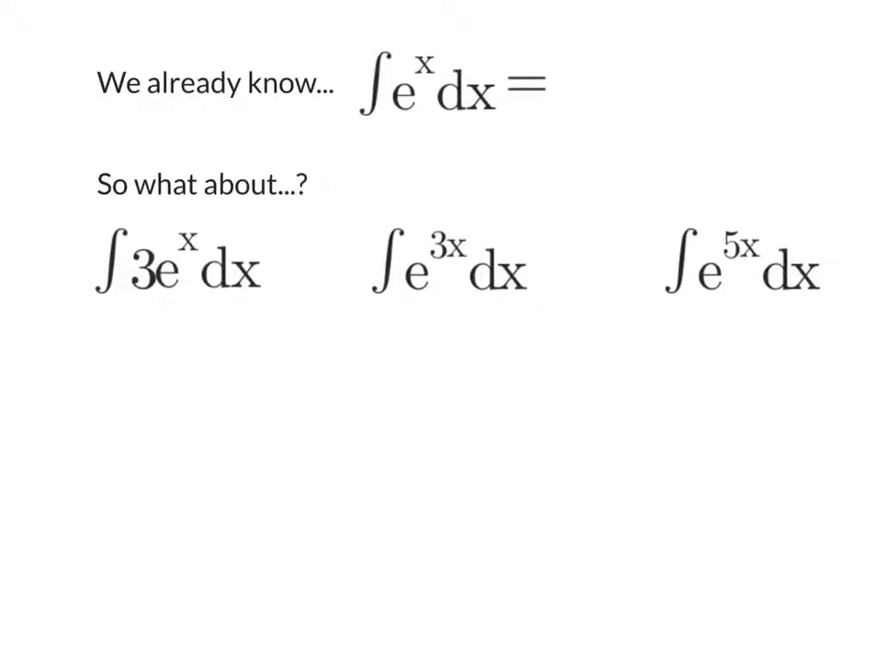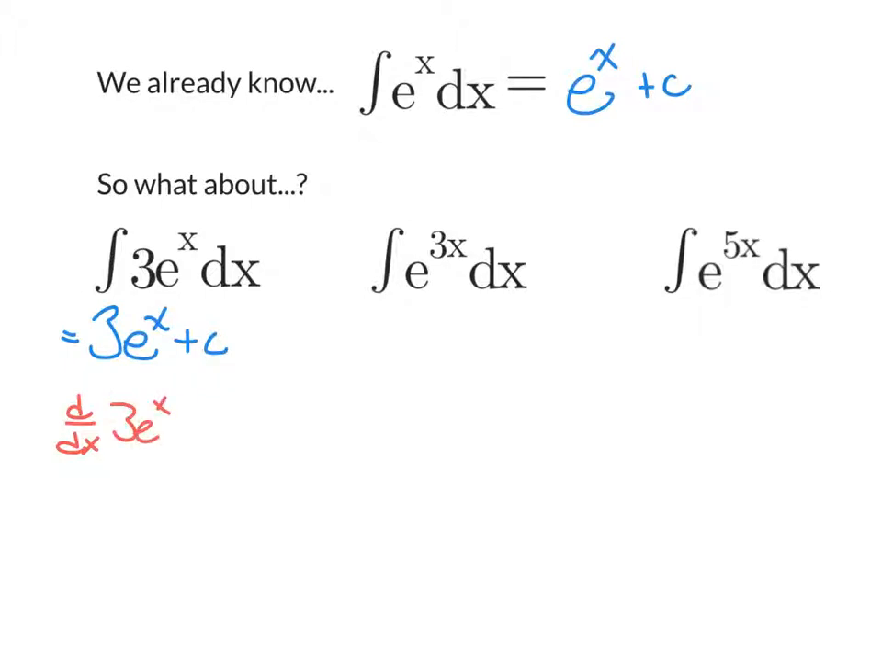We already know that the integral of e to the x is e to the x plus c. So when we're multiplying e to the x by a coefficient like 3, the integral of 3e to the x should be 3e to the x plus c. Now we can check that to be certain by taking the derivative of 3e to the x plus c. And the derivative of 3e to the x is 3e to the x. The derivative of the constant is 0. And we see that what our derivative was is the integrand here.